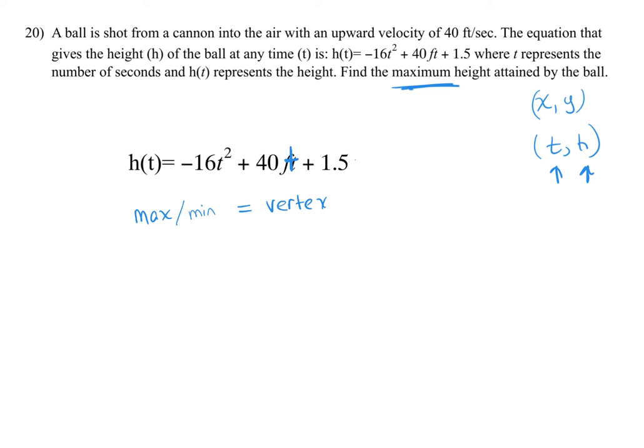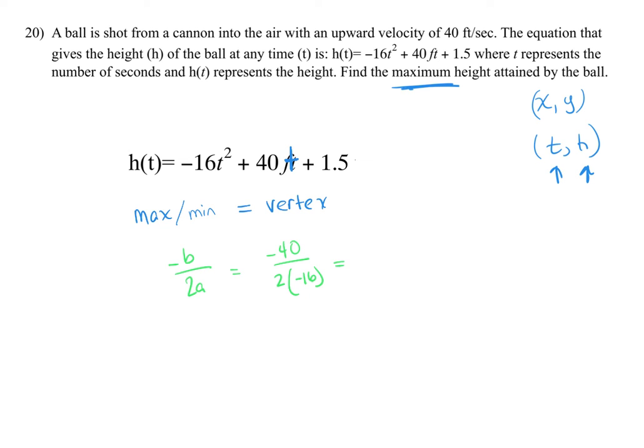So I'm going to find my vertex the same way, negative b over 2a. In this case, negative 40 over 2 times negative 16. This is going to give me the x value. Now here's the thing. If they had asked for when this will happen, once you find the x value, you would actually be done here. But they're not asking for when it happened, they're asking for where it happened.